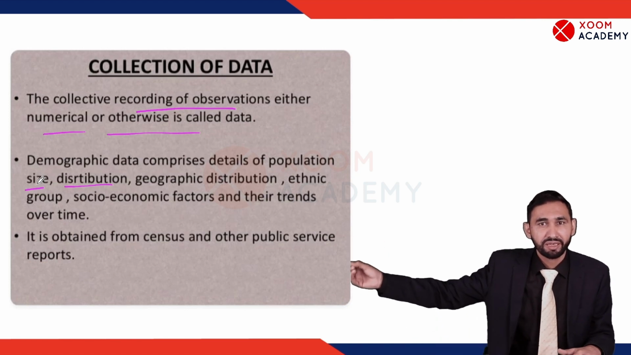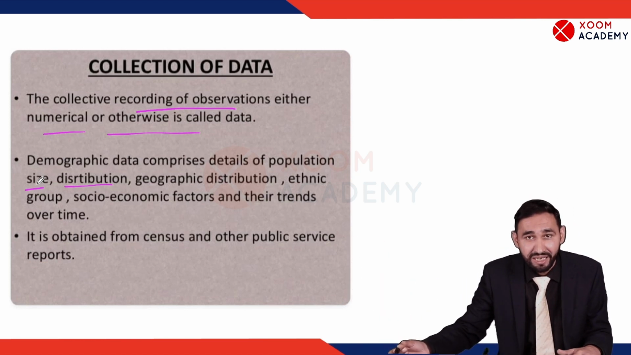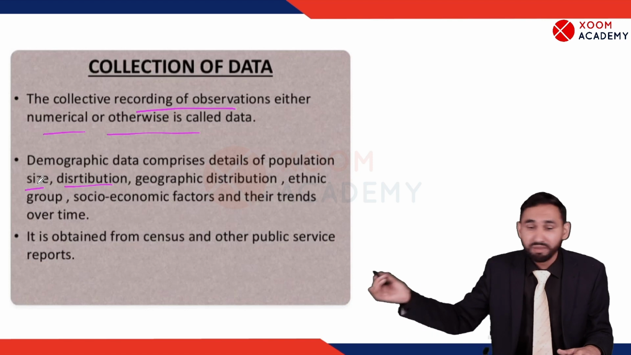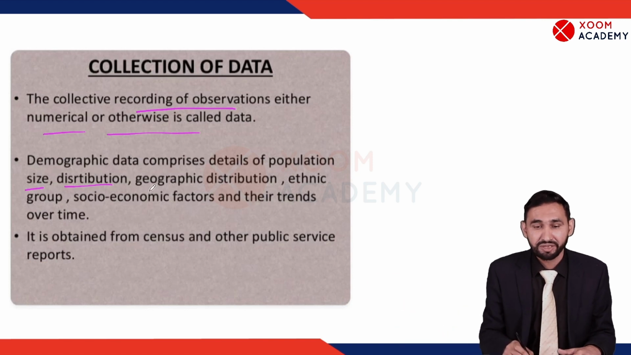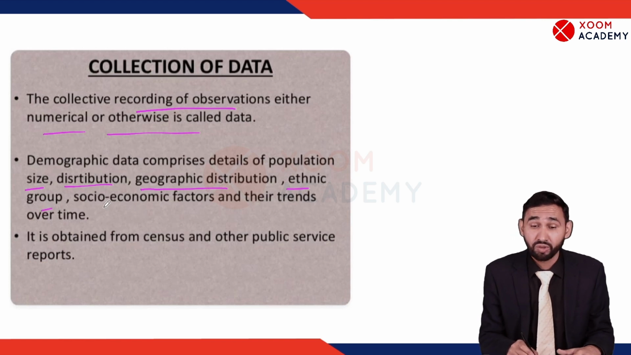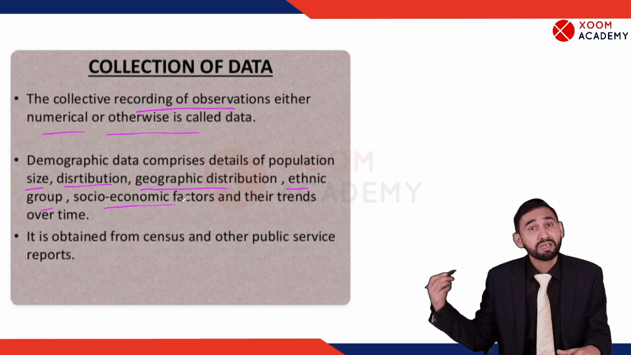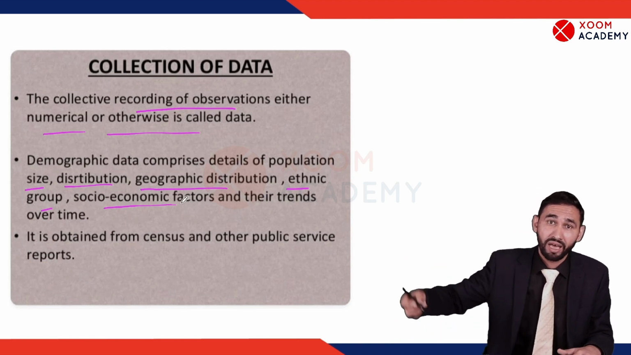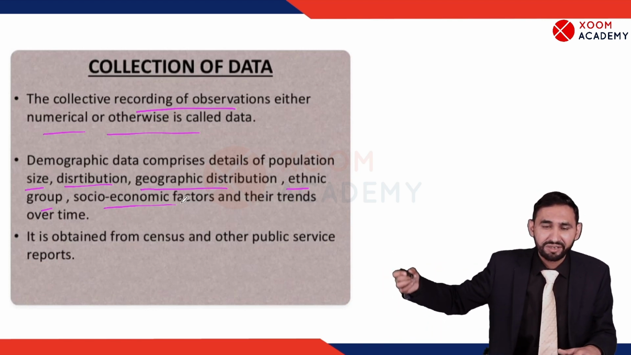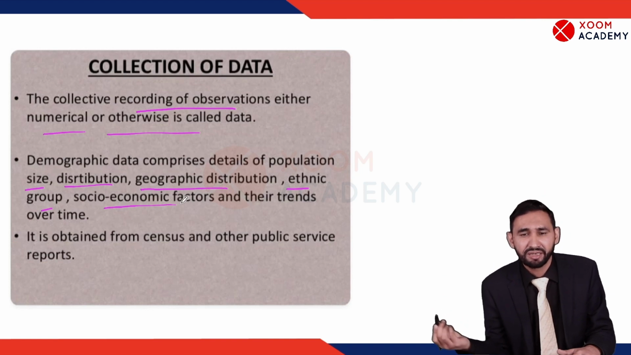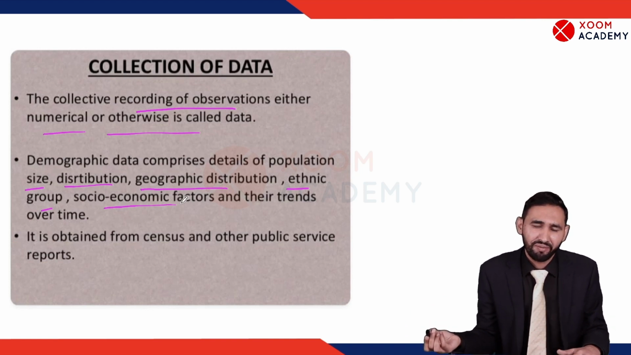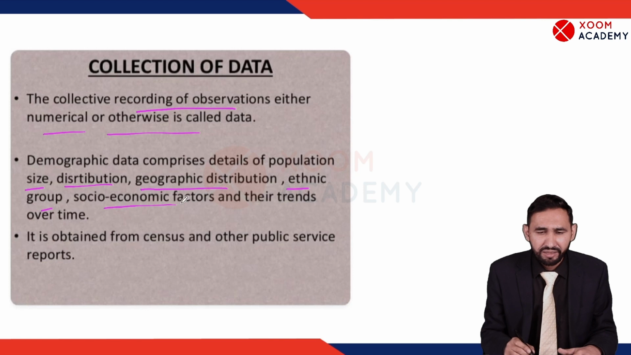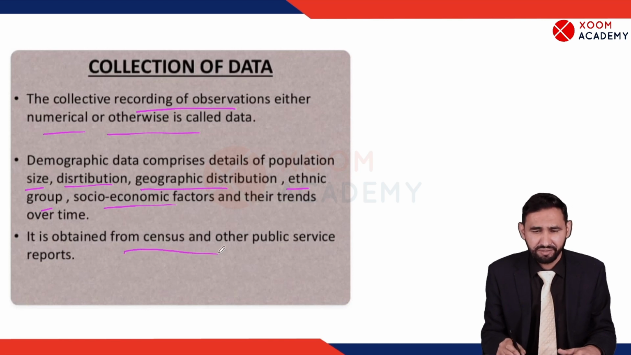Distribution. People are living in urban areas. People are living in rural areas. People are living in hilly areas. People are living in plains. Geographical distribution. Then ethnic groups. There are several ethnic groups in a population. Socioeconomic factors. Socioeconomic status in a population varies: low class, middle class, higher class. And trends over time. There are trends of disease. There are secular trends. There are epidemics of a disease. There are slow trends. And data is obtained from the census.